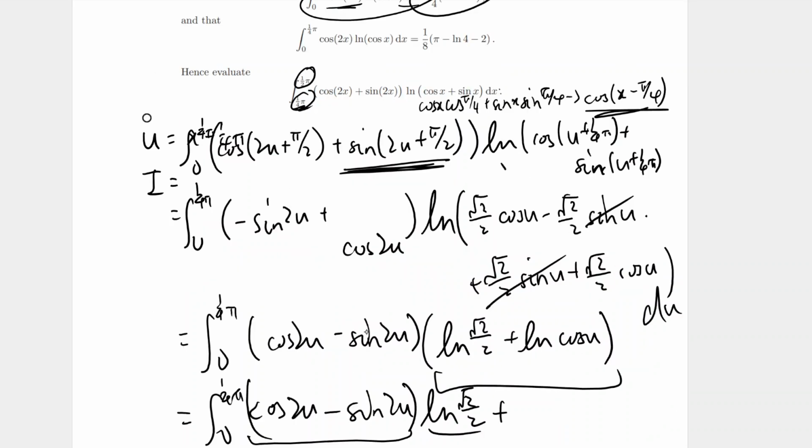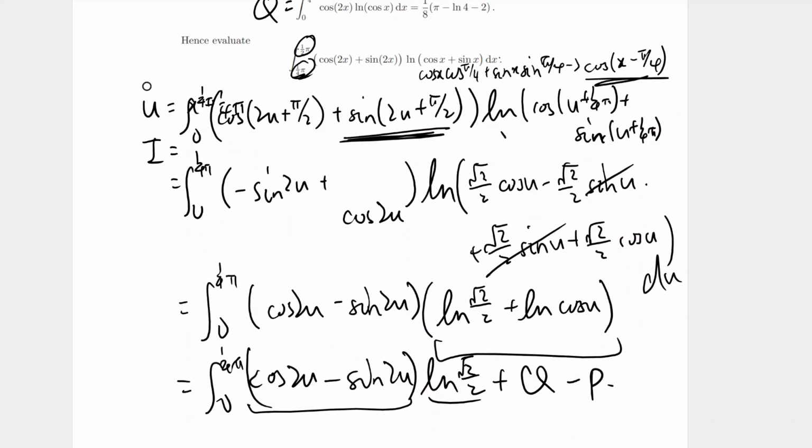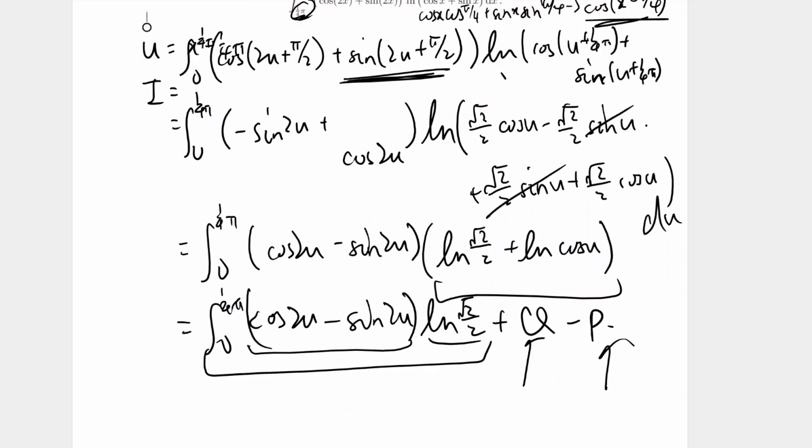Let me call this P. Let me call this Q. Okay, then what is this? This is just Q minus P, isn't it? Look at it. The first bit is cosine 2u times ln cos u. That was my Q. What was my P? It was sine 2u times ln cos u, as above. So here, you could evaluate this yourself, and you know the result for Q and P. Then you're done.